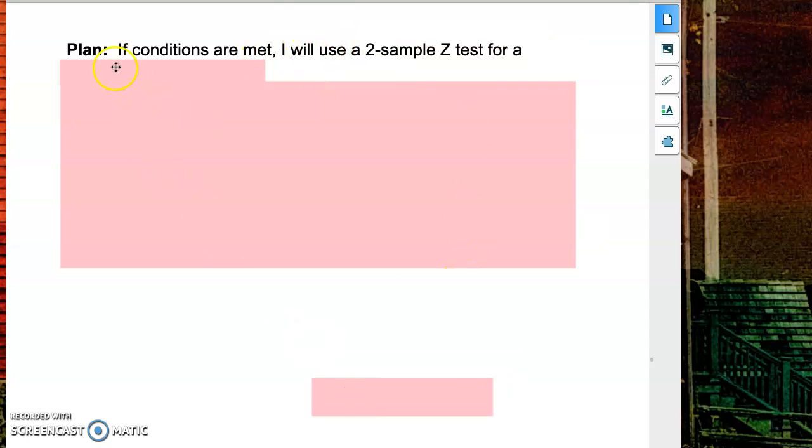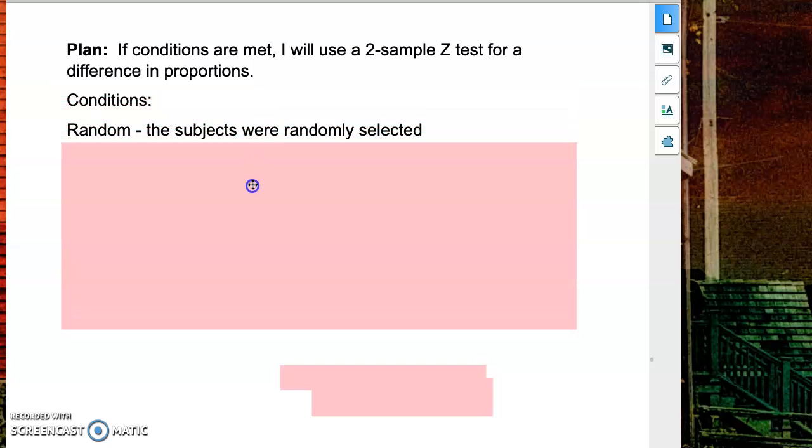My next step is to plan. So if the conditions are met, I will use a two-sample z-test for a difference in proportions. So that is the formal name of the test. And what are those conditions?